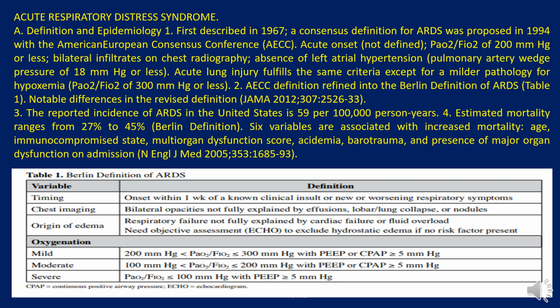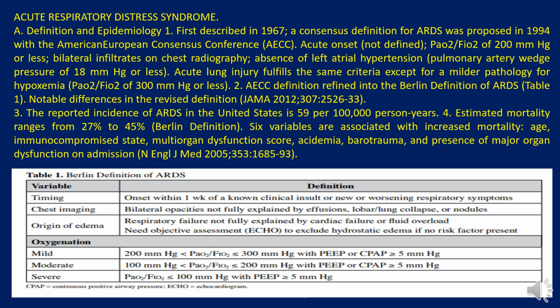1. It was first described in 1967. A consensus definition for ARDS was proposed in 1994 with the American European Consensus Conference, abbreviated as AECC. It has the following characteristics: acute onset, not defined, PaO2 to FiO2 ratio of 200 mm of mercury or less, bilateral infiltrates on chest radiography, absence of left atrial hypertension, pulmonary artery wedge pressure of 18 mm of mercury or less. Acute lung injury fulfills the same criteria except for a milder pathology for hypoxemia, PaO2 to FiO2 ratio of 300 mm of mercury or less.